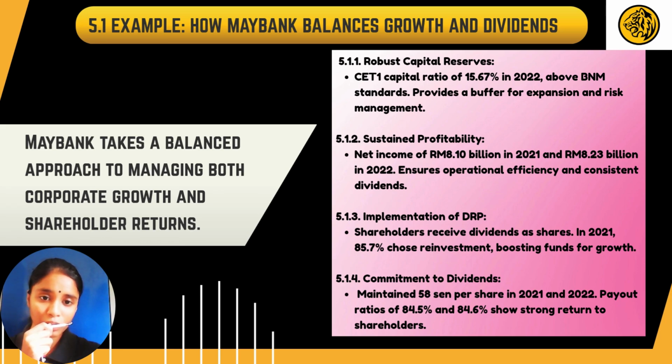Third, implementation of DRP. Shareholders received dividends as shares in 2021. 85.7 shows reinvestment boosting funds for growth. Lastly, commitment to dividends, maintaining 58 cents per share in 2021 and 2022. Payout ratios of 84.5% and 84.6% show strong returns to shareholders.